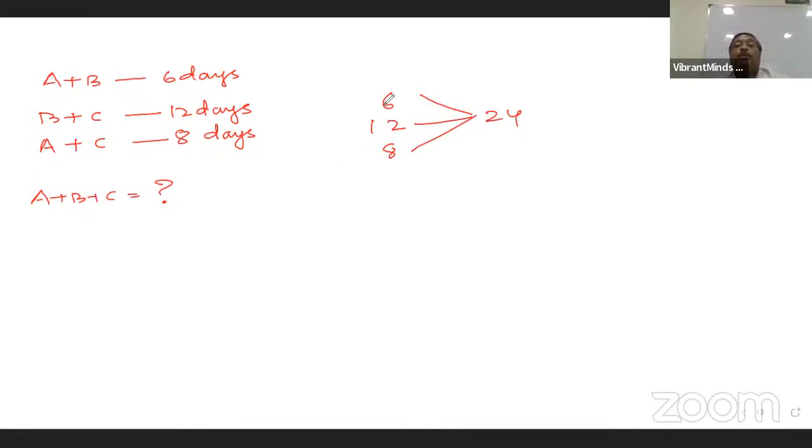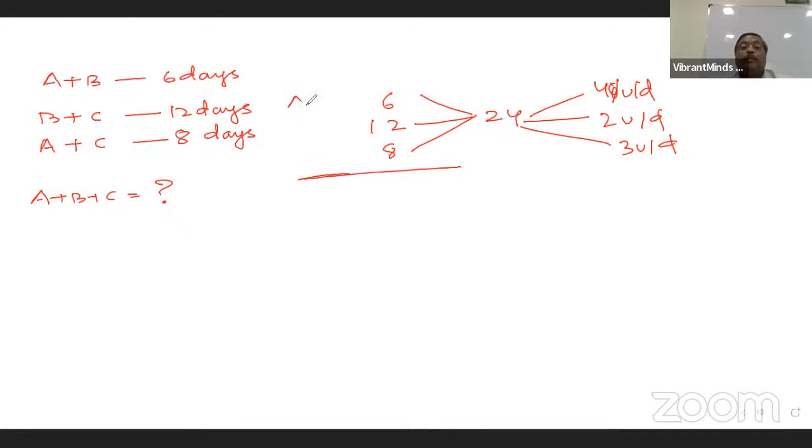12 ones are 12, divisible by 6 but not by 8. 12 twos are 24, divisible by 6 also, divisible by 8 also. So how many units? 4 units per day, 2 units per day, 3 units per day. Clear? Now understand, when I add these, what I will get here, please go through it.